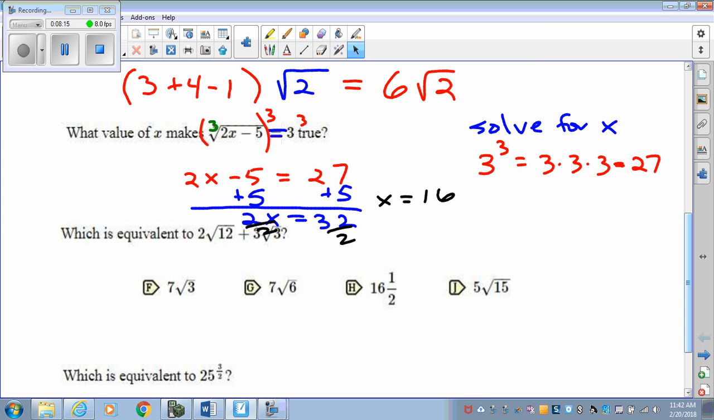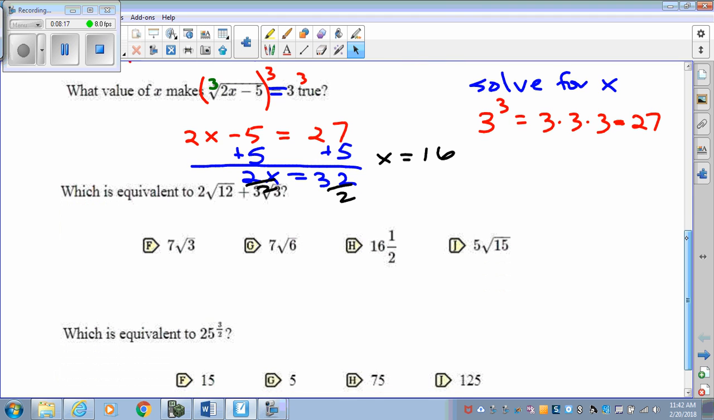And on your SOL, there are some fill in the blanks. It's not all multiple choice. So it's good to practice our algebra. Excellent, very good. So let's look at the next one.